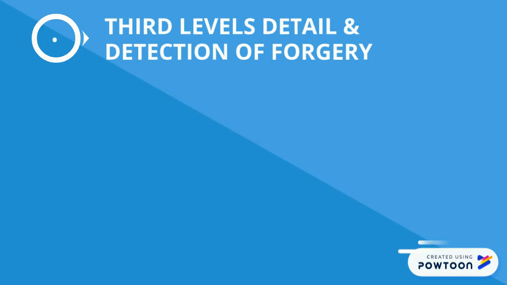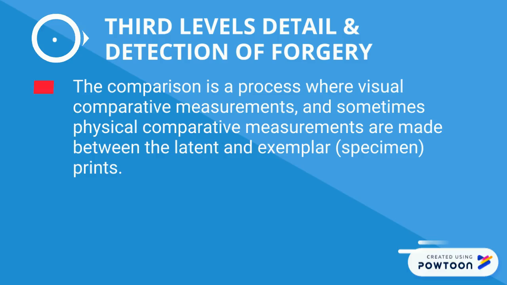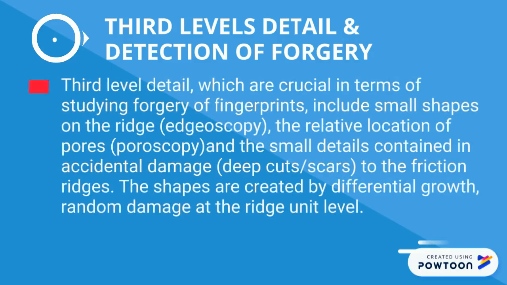Third level detail and detection of forgery. The comparison is a process where visual comparative measurements, and sometimes physical comparative measurements, are made between the latent and exemplar specimen prints. Third level details, which are crucial in terms of studying forgery of fingerprints, include small shapes on the ridge (edgeoscopy), the relative location of pores (poroscopy), and the small details contained in accidental damage, deep cuts or scars to the friction ridges. The shapes are created by differential growth and random damage at the ridge unit level.